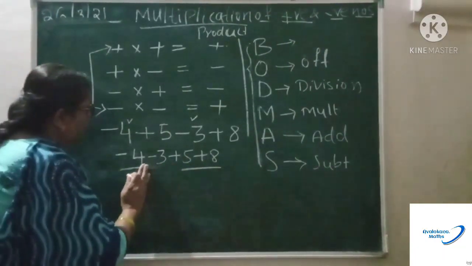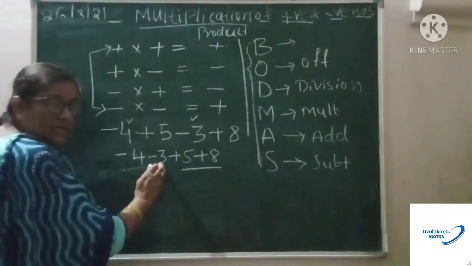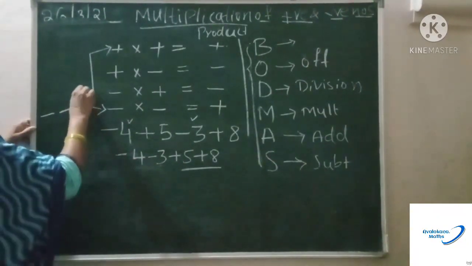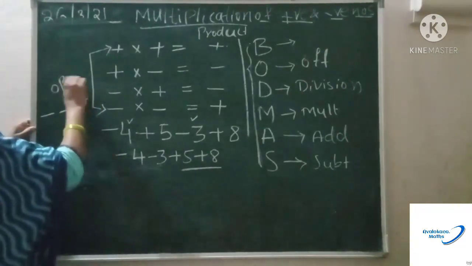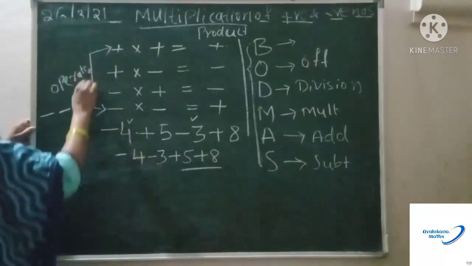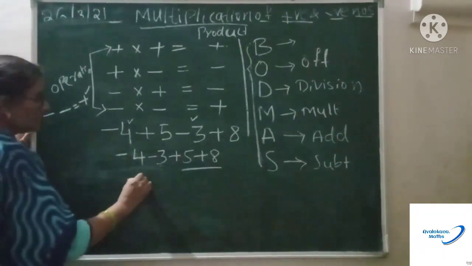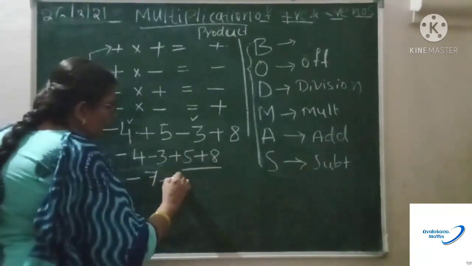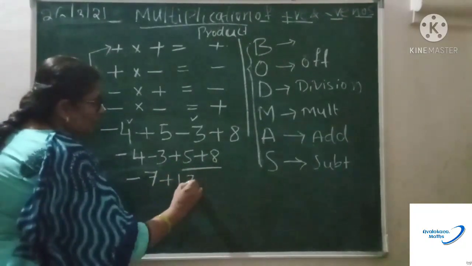Now look at this one: -4 and -3. It is what? Minus and minus. This shows it is addition. The operation here is not multiplication, it is addition. The sign is negative, so -7 you are going to get here. Then plus 5 plus 8, 8 plus 5, it is 13.